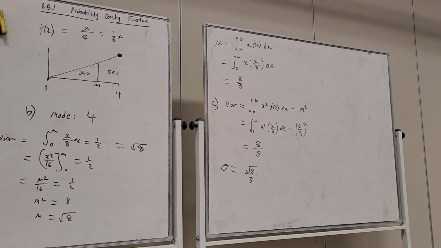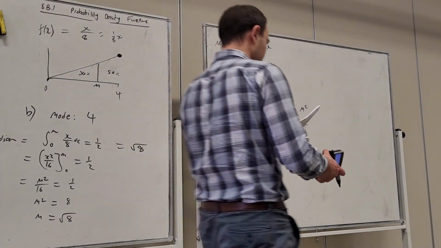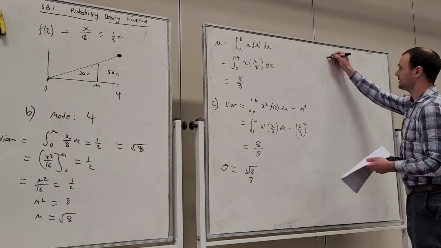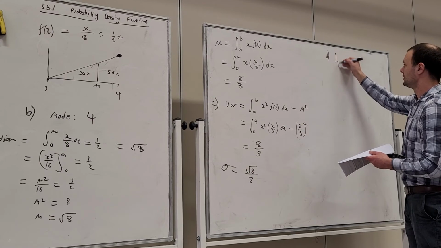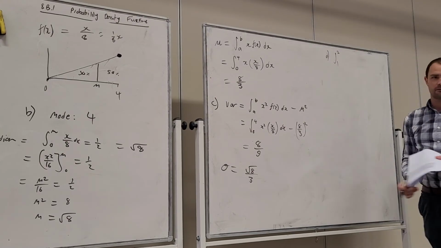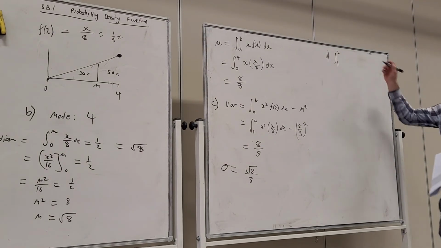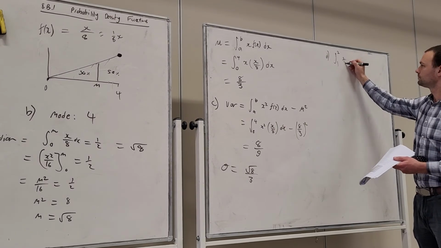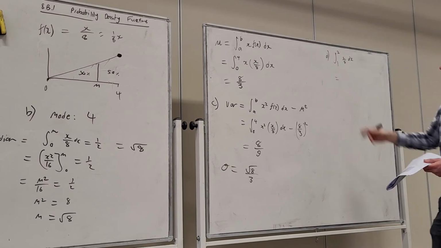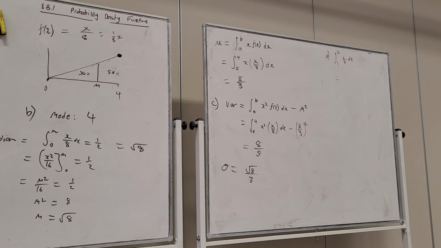And last one, part D, find the probability of the event that takes place between 1 and 2. All right, so that's going to be the area under the curve from 1 to 2 of the function. So what's that going to be? 3 on 16.